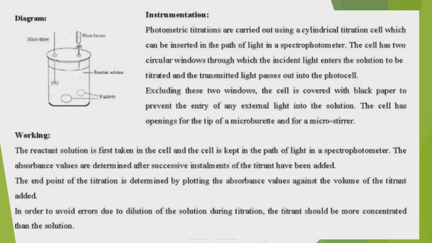The cell has openings for the tip of the microburette and for a microstirrer. So this cell has two openings: one is for the insertion of the microburette and another one is for the microstirrer, for the purpose of this titration.